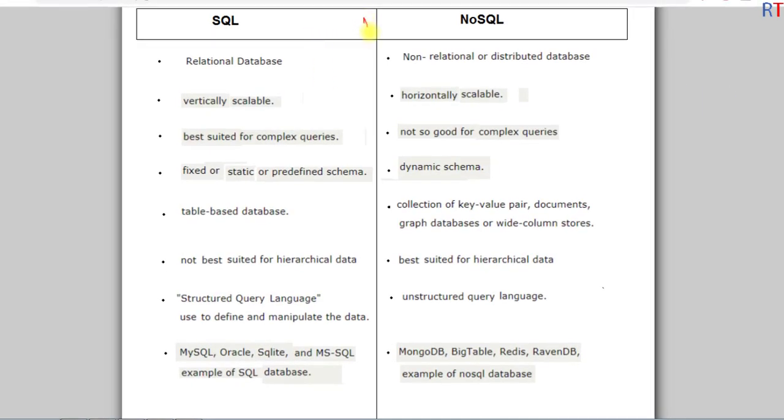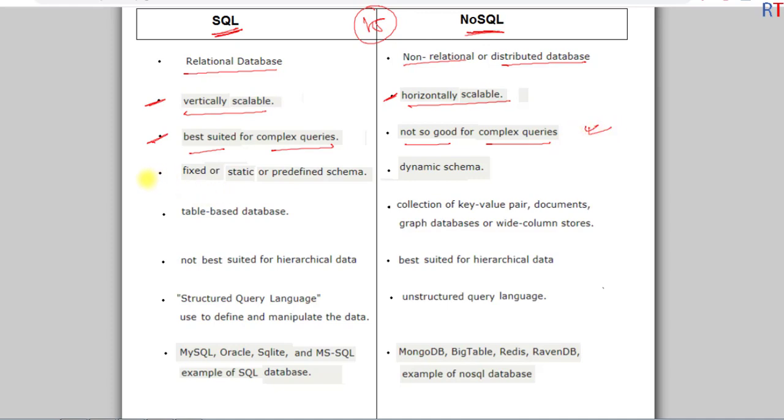So the key differences between SQL and NoSQL are: SQL databases use the relational database model, whereas NoSQL uses non-relational or distributed databases. SQL databases are vertically scalable, whereas NoSQL databases are horizontally scalable. SQL databases are best suited for complex queries, and NoSQL databases are not so good for complex queries because they are not as powerful as SQL queries.